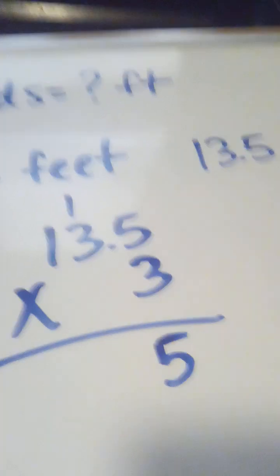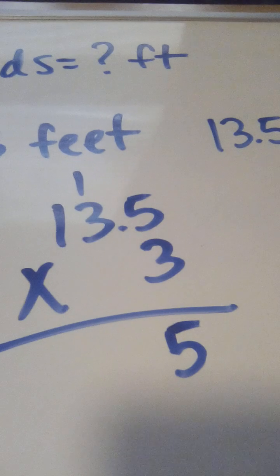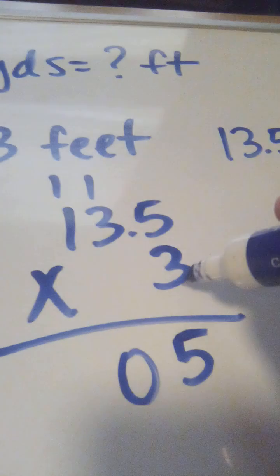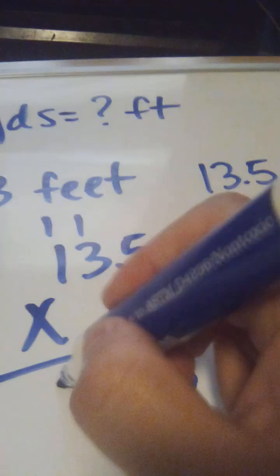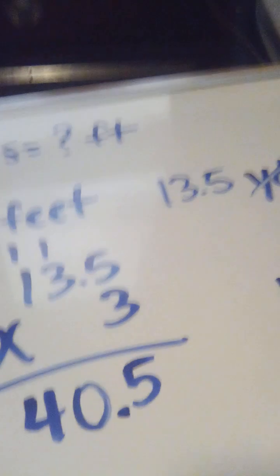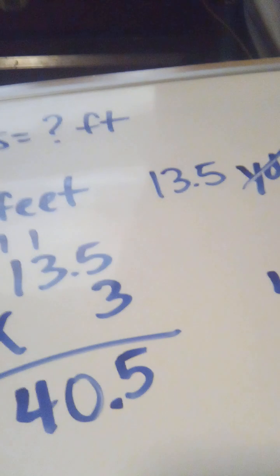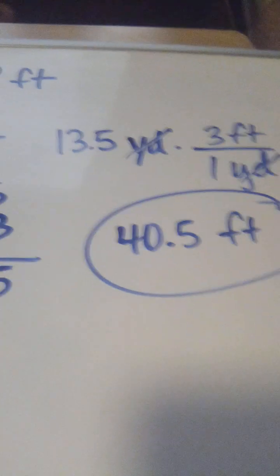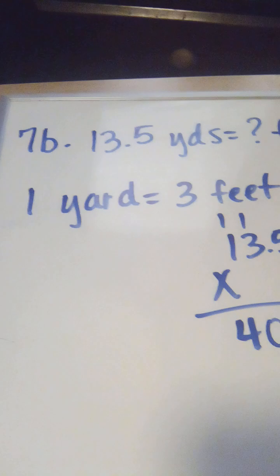5 times 3 is 15. Carry the 1. 3 times 3 is 9. Add 1 more is 10. Carry the 1. 1 times 3 is 3. Add 1 more is 4. Place a decimal between the 0 and the 5. That is our final answer. 40.5 feet. I always put the units because it's going to mess it up. But other than that, any questions on 7B?